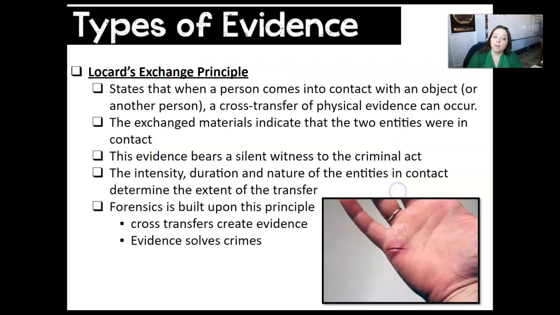Well, what is it? It states that when a person comes into contact with an object or another person, a cross-transfer of physical evidence can occur, or does occur. The exchanged materials indicate that the two entities were in contact. Like if you touch your desk, you leave fingerprints, which shows that you were there. Maybe a hair came off or something came off and fell on the table, stating that you were there at some point. This evidence bears witness, like a silent witness to the criminal act, if indeed a crime occurred.